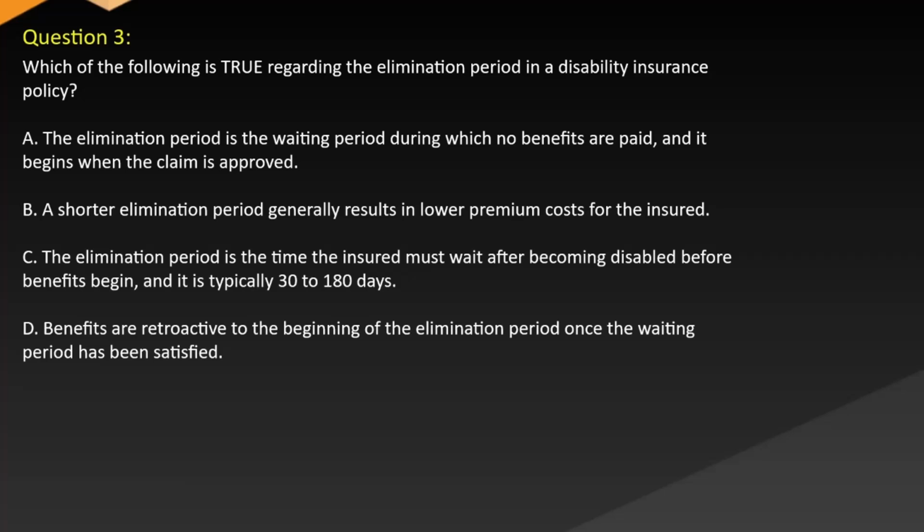C. The elimination period is the time the insured must wait after becoming disabled before benefits begin, and it is typically 30 to 180 days. D. Benefits are retroactive to the beginning of the elimination period once the waiting period has been satisfied.